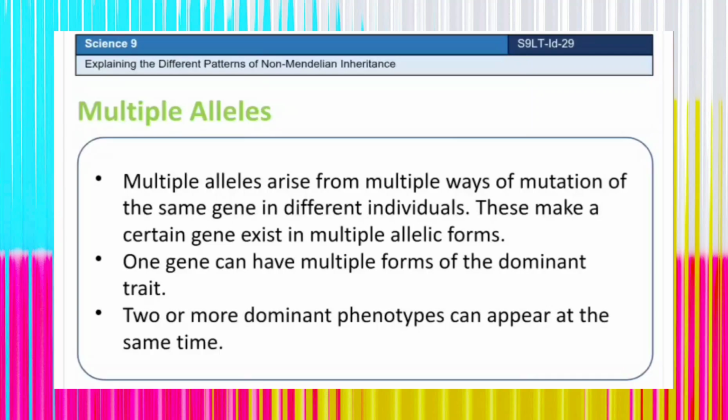Multiple alleles arise from multiple ways of mutation of the same gene in different individuals. These make a certain gene exist in multiple allelic forms.